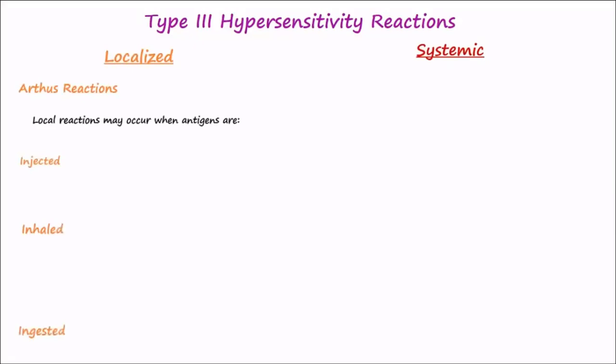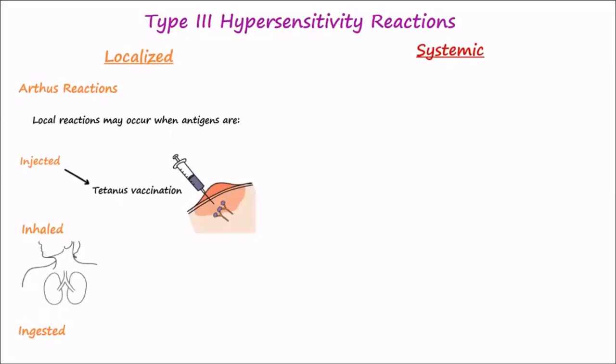For instance, an Arthus reaction may occur in certain individuals after receiving a tetanus or diphtheria vaccination. The injected foreign proteins of the vaccine bind to antibodies, forming immune complexes at the site, resulting in inflammation and induration. Certain inhaled antigens can cause a localized type 3 hypersensitivity reaction in the alveoli of the lungs.